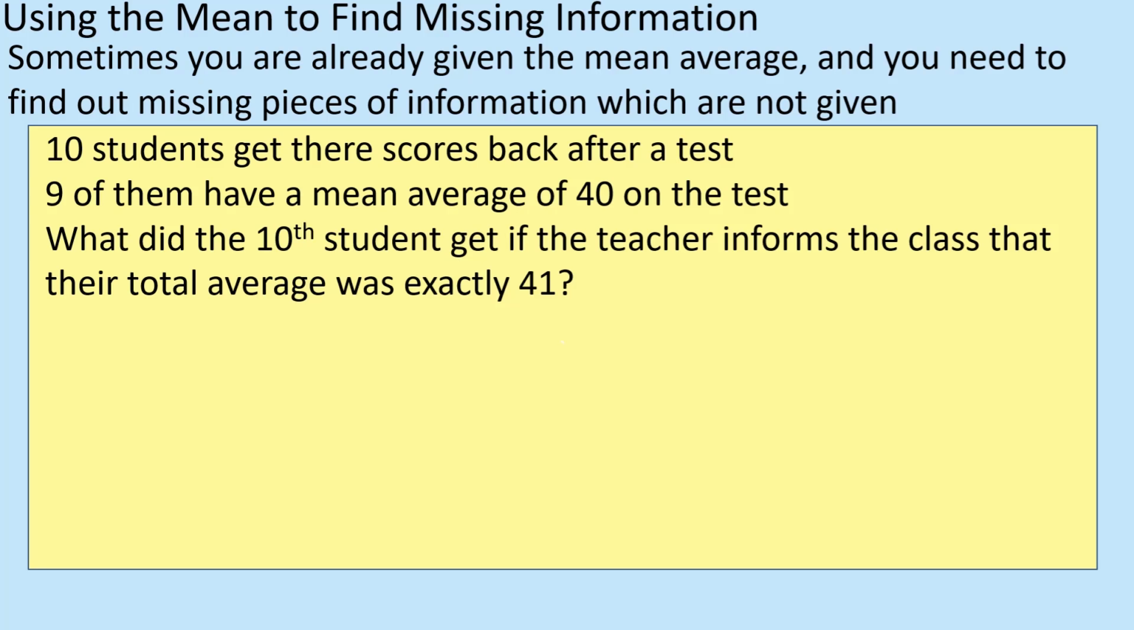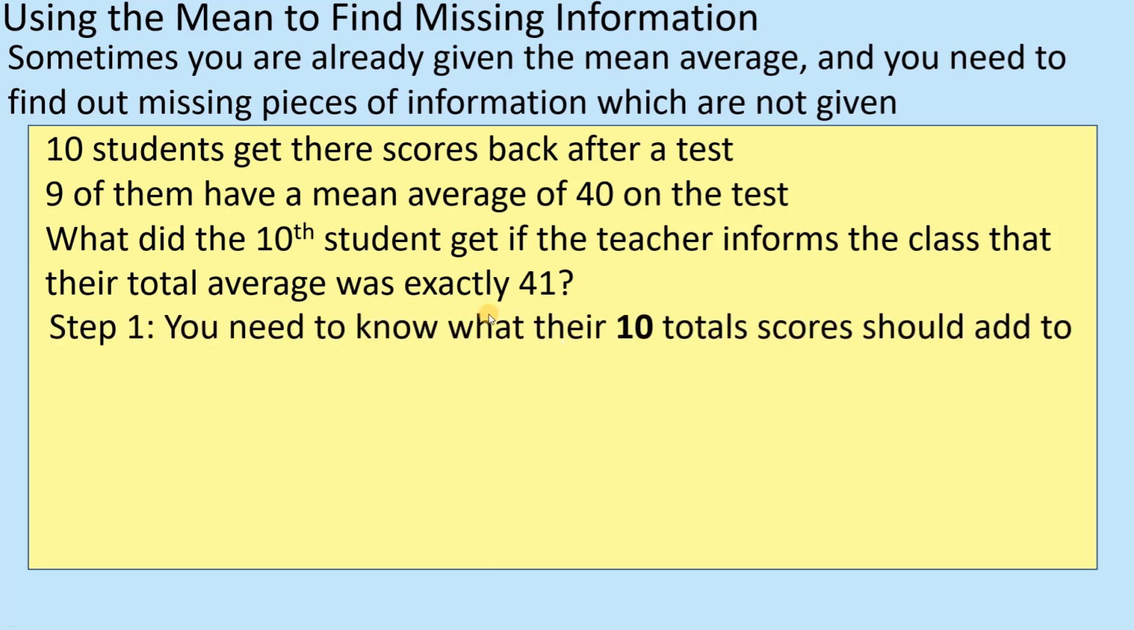So what I need to do is compare the difference between those two numbers to figure out what that 10th student's got. When we're thinking about the mean average, what we're doing is adding up all the scores together and dividing by however many there are. So if I've got 10 students and the average is 41, then the total must be 10 times 41. If I've got 9 students and the average is 40, then the total must be 9 times 40.